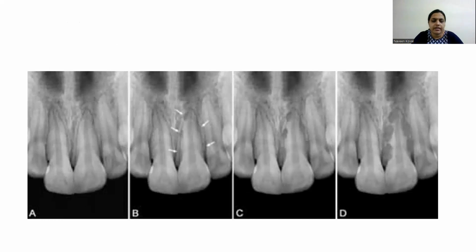This is an example of external inflammatory resorption. The radiograph shows initially that damage was not very evident. In the second image, B, you can see a bowl or saucer-shaped radiolucent area, shown by the white arrow mark. In the third image, it has rapidly increased, and in the final image, it has almost touched the root canal system. So this is external inflammatory resorption, which is more common and more destructive.